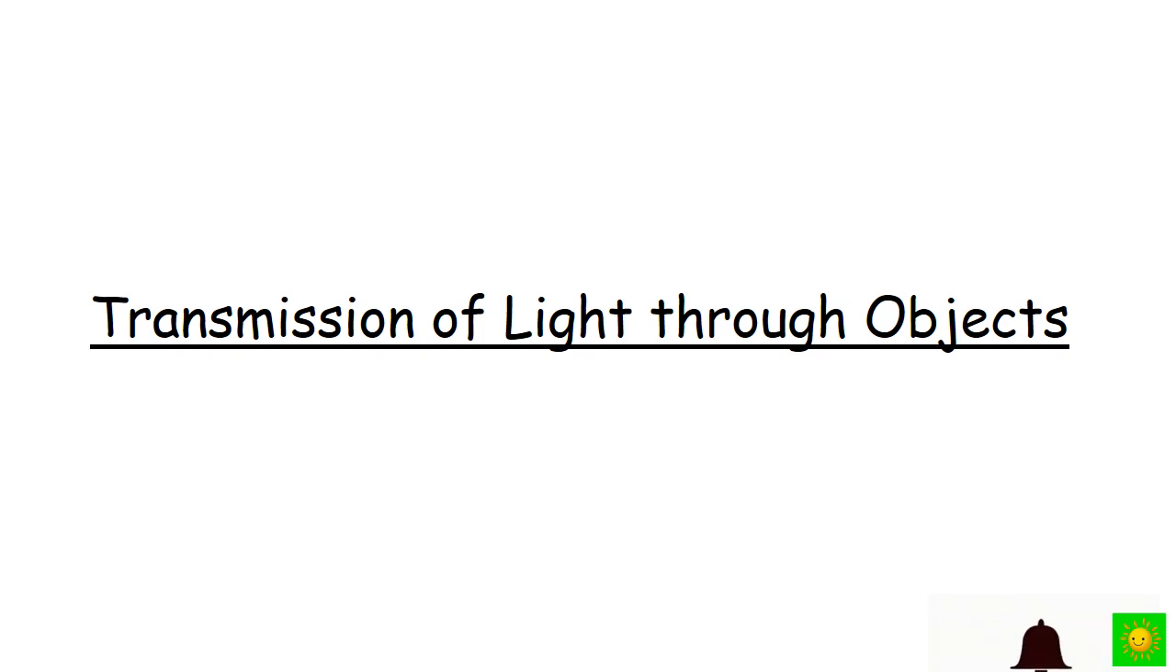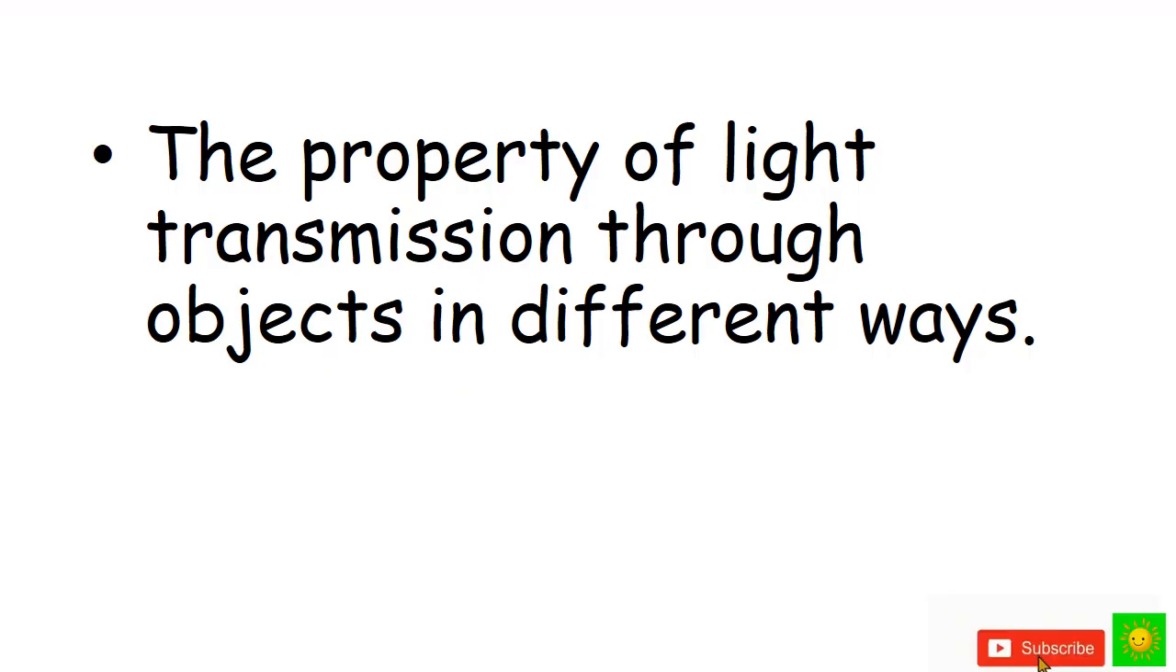Our next subtopic is transmission of light through objects. Glass is used in windows of many houses to get light into the house, but sometimes curtains are used to limit the amount of light falling on it. In some bathrooms, decorative glasses are used to get light. We use the property of light transmission through objects in different ways. Let's investigate further about this.